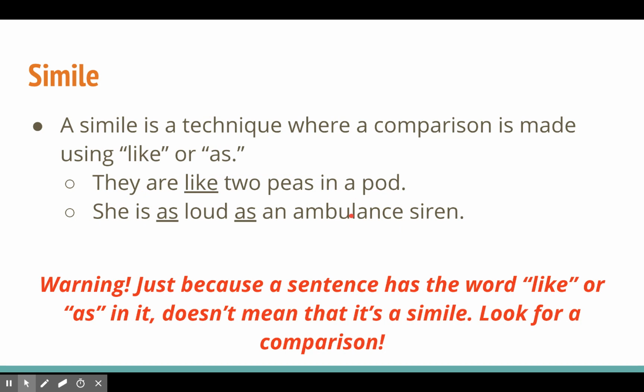Warning, because this is something that other kids have messed up in the past, and this is not what we're going to be messing up right now. Just because a sentence has the word like or as in it doesn't mean that it's a simile. If there's no comparison, you don't have a simile, even if the words like or as are in it.